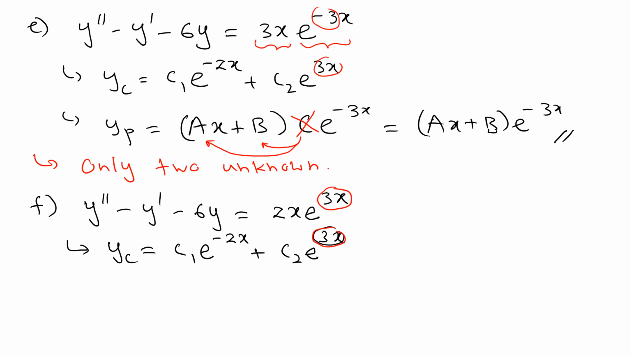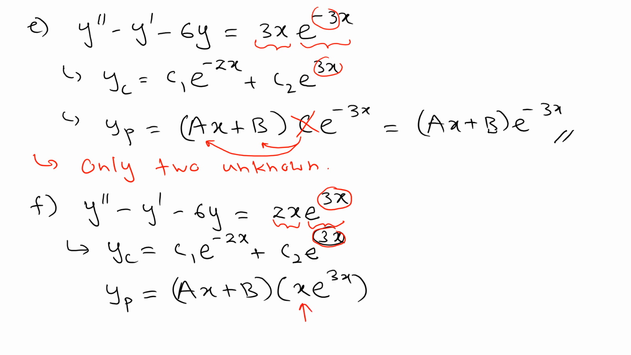So that means your yp, for 2x, it is simply going to be ax plus b, that's for the 2x term, and for the exponential term, you can see this is e to the 3x, so you have to multiply by an extra x. So that means it's going to be x times e to the 3x. So we multiply by an extra x term here.